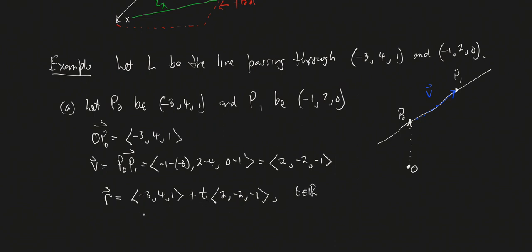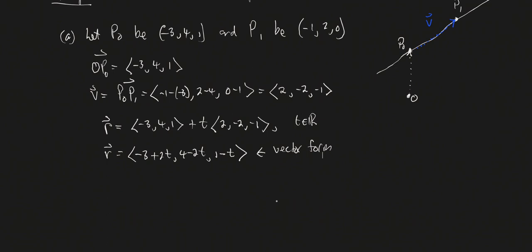And then let's combine it into a single vector. So here is the vector equation of the line. So what do we have? ⟨-3 + 2t, 4 - 2t, 1 - t⟩. Right? There we go. So this is our vector form, and then the other two forms are easily found.